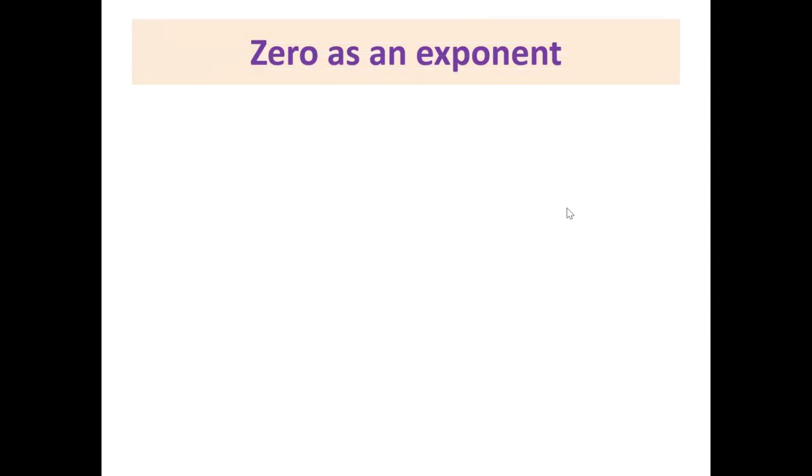The first rule that we'll go over is 0 as an exponent. To understand that, we will start with what we already know, and we will observe the pattern in order to figure out what happens when you have a 0 as an exponent. We already know that 3 to the power 4 equals 81. 3 times 3 is 9. 9 times 3 is 27. 27 times 3 is 81.